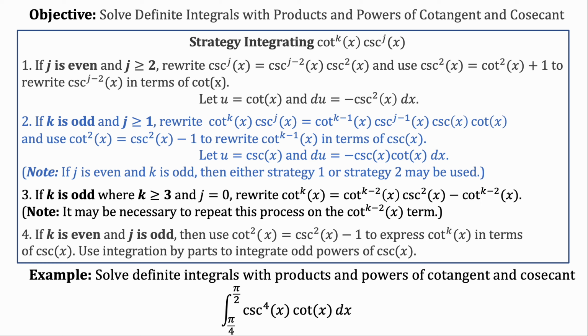If you take a look at this example, again, please let's look at what's our k and what's our j. Our cotangent is to the 1, our cosecant is to the 4th power. So our k is 1 and our j is 4. So if our k is odd and our j is greater than or equal to 1, we can use this strategy. And it says if j is even, we can use either the first or second strategy.